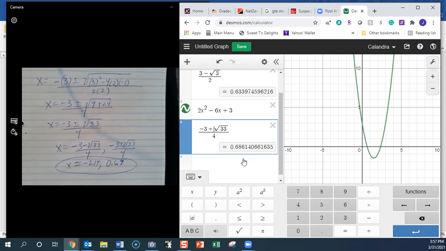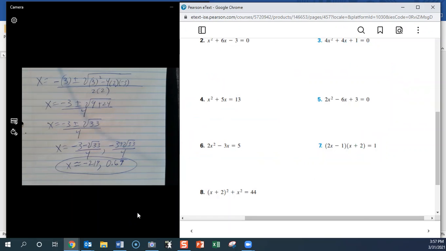Okay, so now we did that. So now we need to go on to the next page. Let me flip over to the next page here.